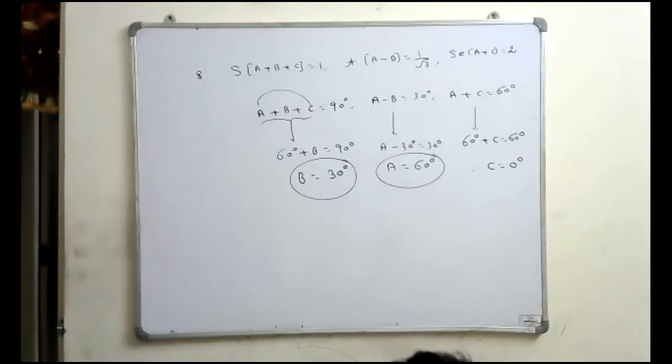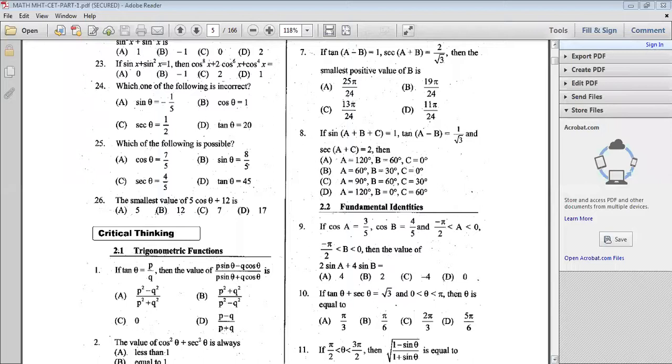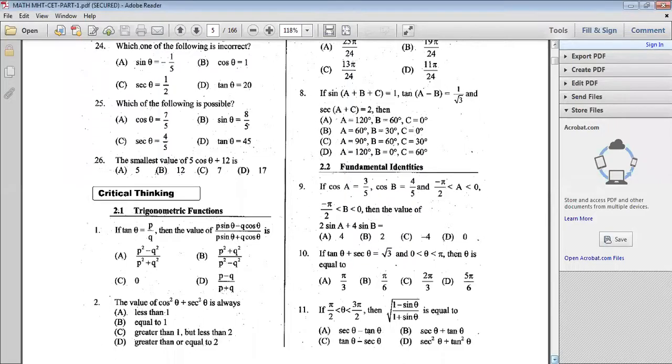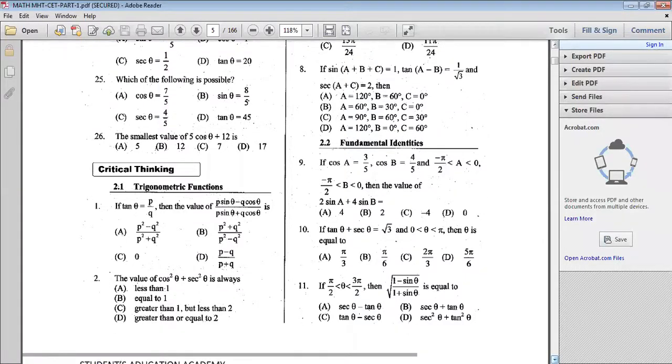Next, look at the next problem. Once observe this problem. Cos A is given as 3 by 5. Cos B is given as 4 by 5. A lies between minus pi by 2 to 0. B also lies between minus pi by 2 to 0. What is the value of 2 sin A plus 4 sin B? Observe this.